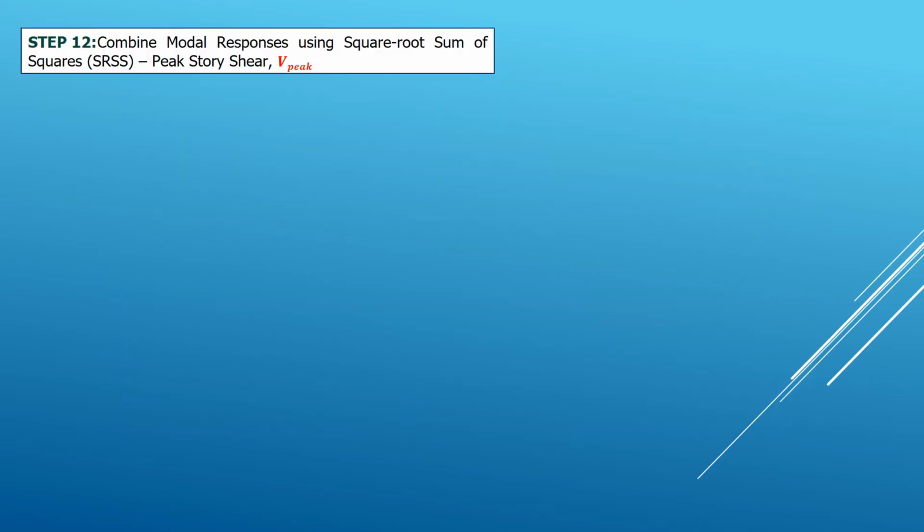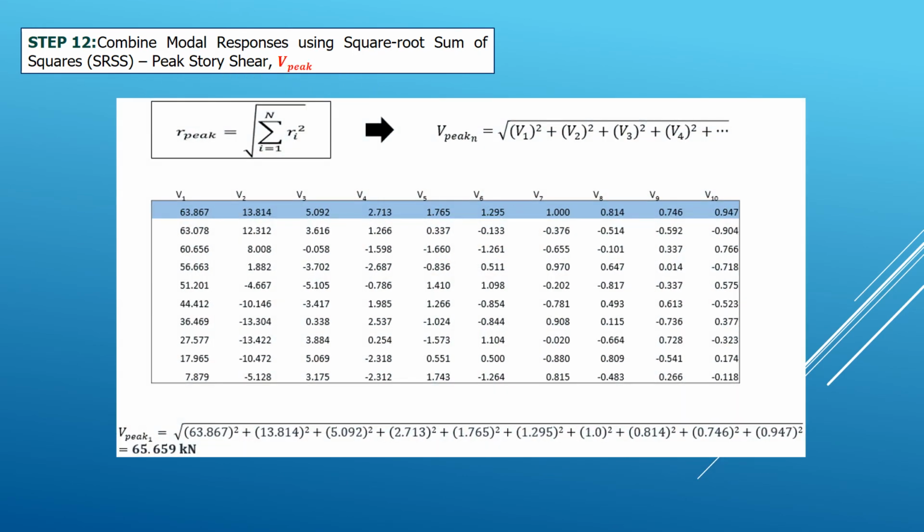Step 12. Combine modal responses using square root sum of squares, or SRSS, for peak story shear V peak. So, ito yung formula for V peak. So, in the first floor, square each and add then square root. Then for V peak 1, the result is equals to 65.659 kilonewton.